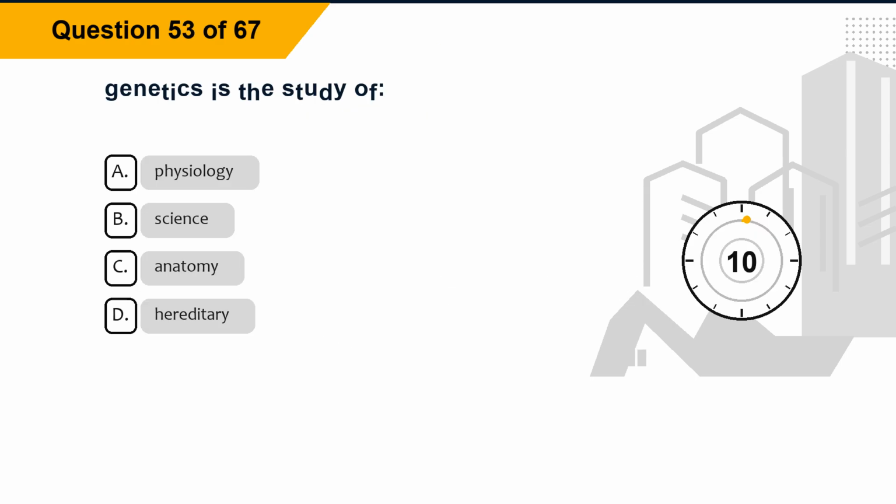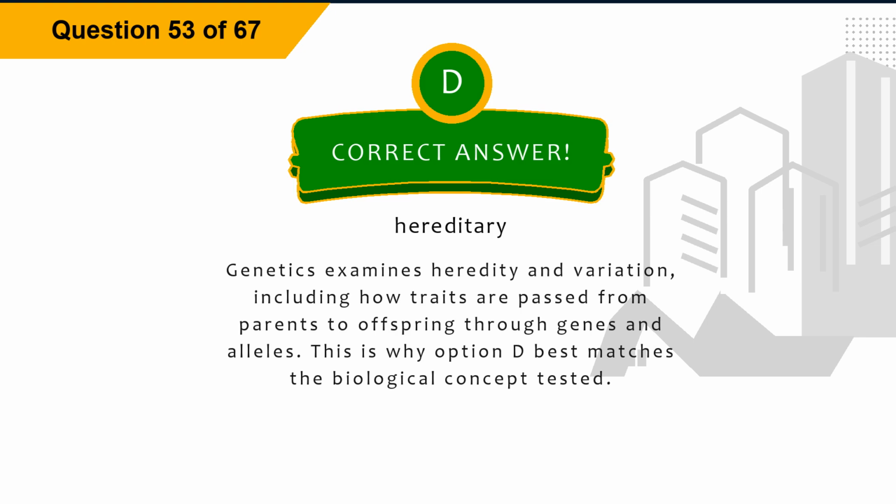Question 53. Genetics is the study of option A, physiology. Option B, science. Option C, anatomy. Option D, hereditary. The correct answer is option D, hereditary. Explanation. Genetics examines heredity and variation, including how traits are passed from parents to offspring through genes and alleles. This is why option D best matches the biological concept tested.